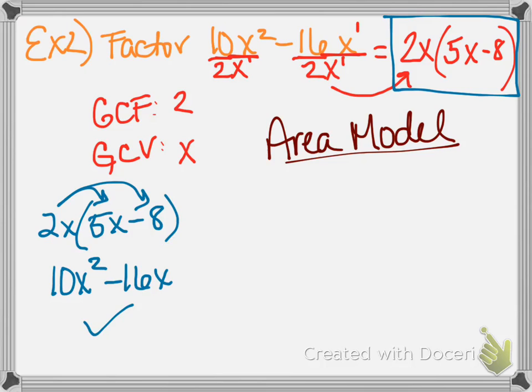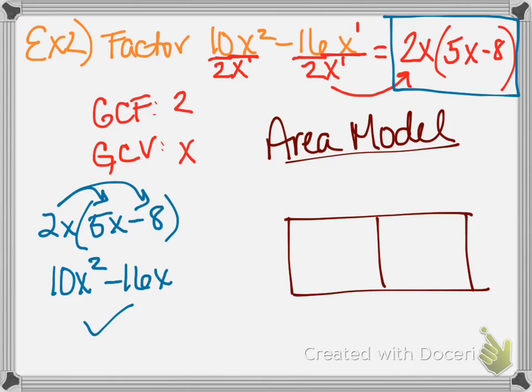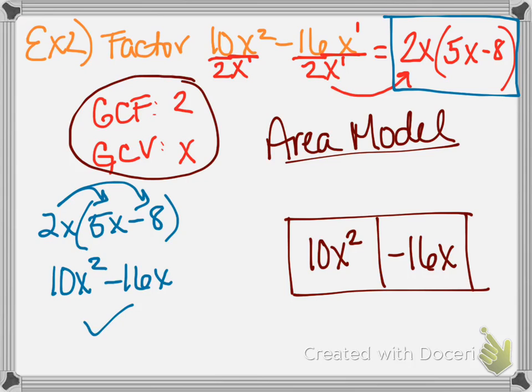I could draw my area model with 2 terms, so I'll just have 2 boxes. This would be 10x squared and negative 16x. I'm still going to need to do the work of the greatest common factor, greatest common variable, and that's what's going to go on their common side, because both of these terms share this side. So that's where my 2x would go, and then I would fill in the missing pieces.